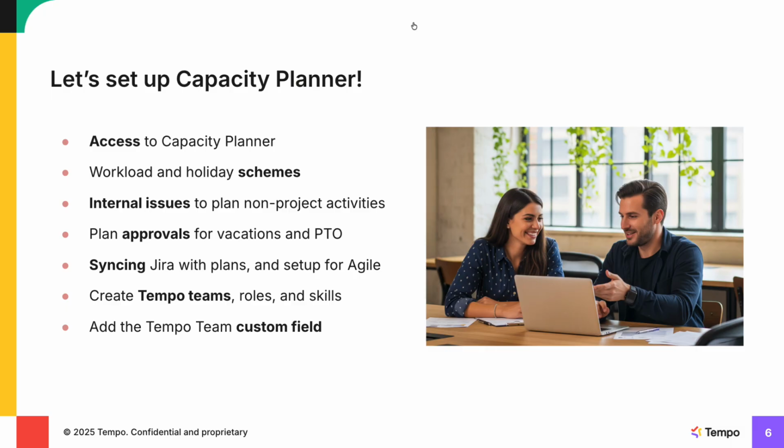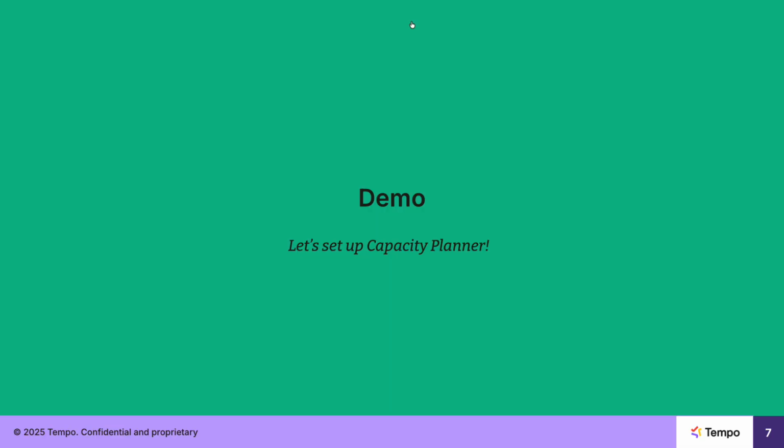Tempo teams are core to Capacity Planner, and you'll see how to create teams across your organization, as well as roles and skills that can be assigned to team members. Finally, we'll show you how to add the Tempo Team Custom field to Jira screens to make it possible to automate team planning. Now we're going to give you a walkthrough of how to set up these key features in Capacity Planner so that your organization can use it effectively.